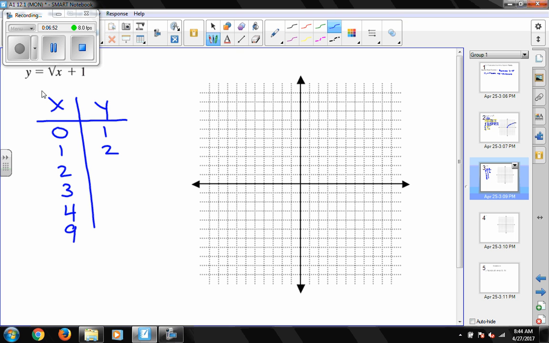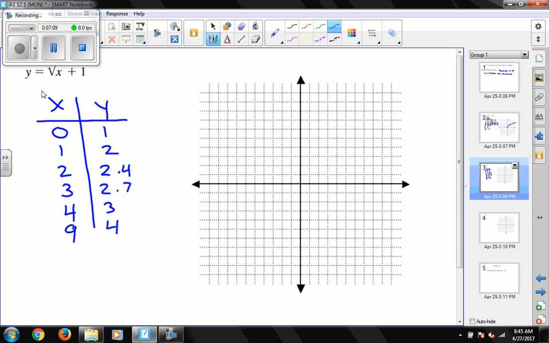2 is going to give me 2.4. 3 is going to give me 2.7. 4 will leave me with 3, and 9 will give it a value of 4.